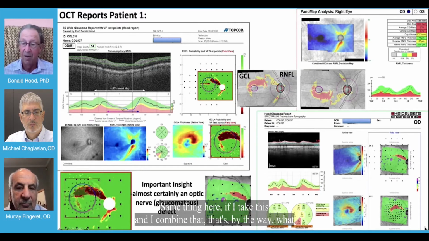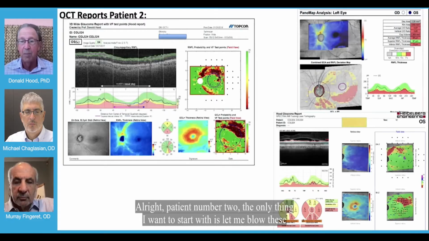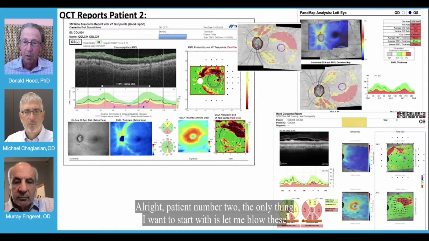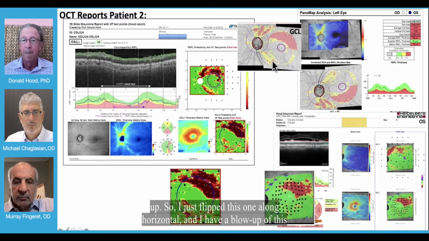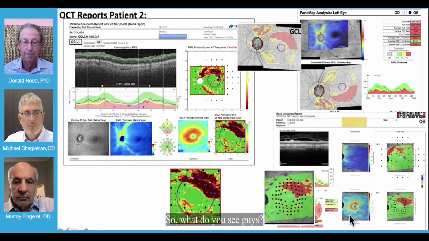Same thing here. If I take this and I combine that, that's, by the way, what this is doing. Now we have a direct comparison to this. All right, patient number 2. The only thing I want to start with is, let me blow these up. So I just flip this one along the horizontal, and I have a blow up of this and a blow up of that, just so you can compare the three. So what do you see, guys?